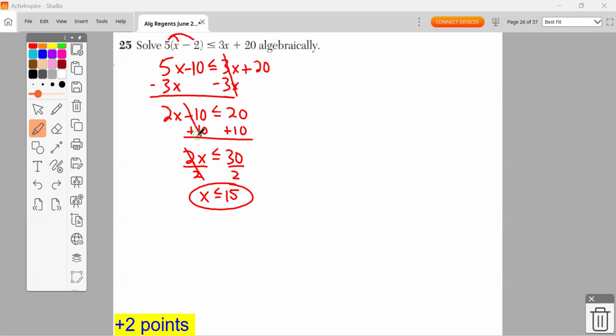Now you just have a two-step equation. Always get rid of the plus whatever or minus whatever first. So plus 10 and plus 10. So 2x is less than or equal to 30. Divide by 2, divided by 2. And you get x is less than or equal to 15. You have to have the x. You have to have the less than or equal to symbol, not just 15.